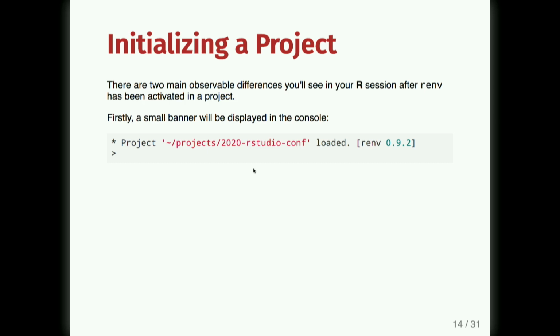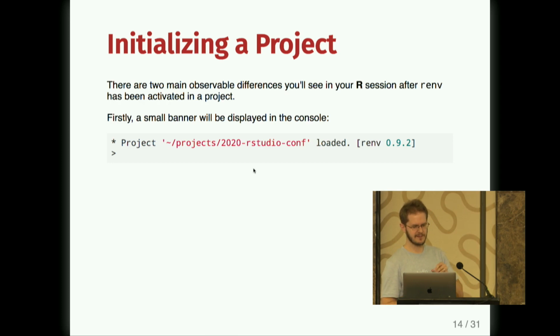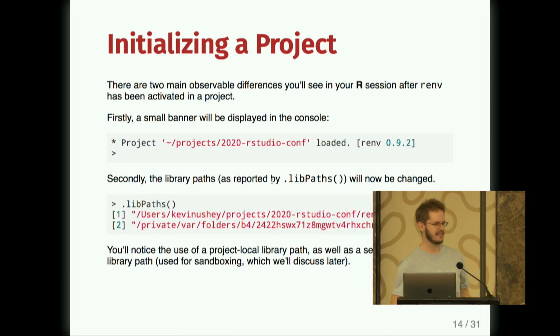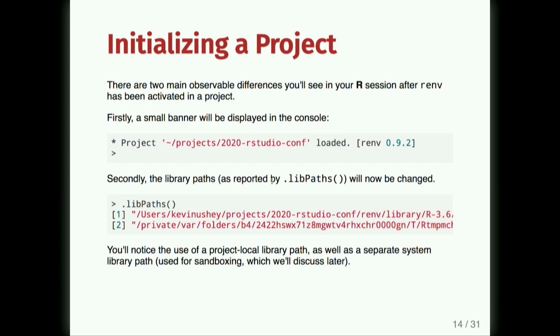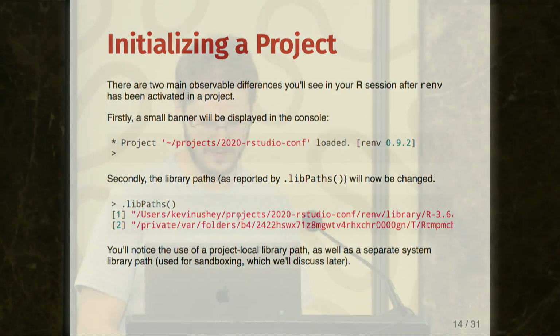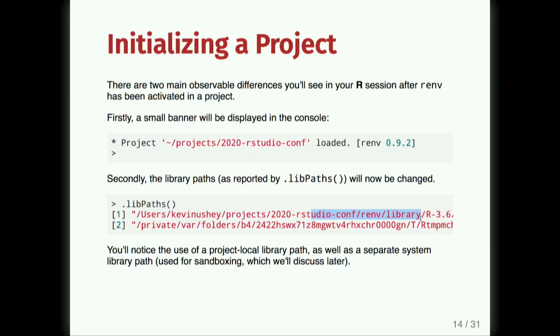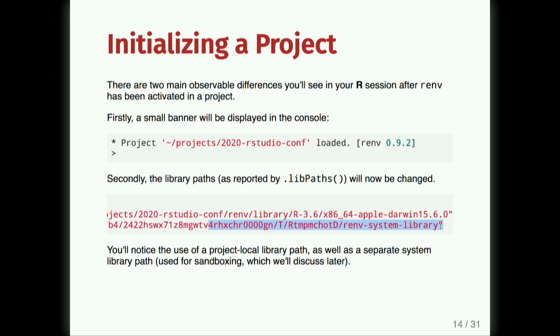Right. There are two main differences you'll see after you call renv init in a project. The first, you'll see a nice little banner printed saying, okay, renv has activated this project for you, and this is the version of renv that it's using. And the second thing is, as I've said, the library paths will now be changed. These slides are actually using renv for their own library and dependency management. So you've got here this giant library path that lives in the folder for this project, and also this sandbox library, as I'll call it, which we'll talk about later if we have time. But this is basically like a safe version of your system library.